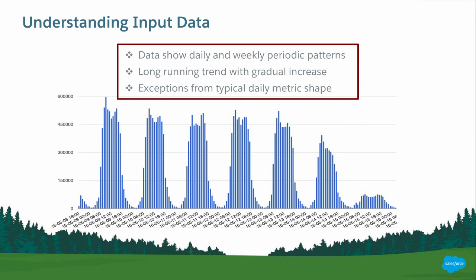We can also, if we look at data longer than 1 week, see long-term trends. So if there is a gradual increase, that is another concern that you might consider analyzing. And there are exceptions from the typical daily metric shape. So we see that, for example, on Friday or Saturday, the shape is different than it is on Monday, Tuesday, Wednesday, and so on.